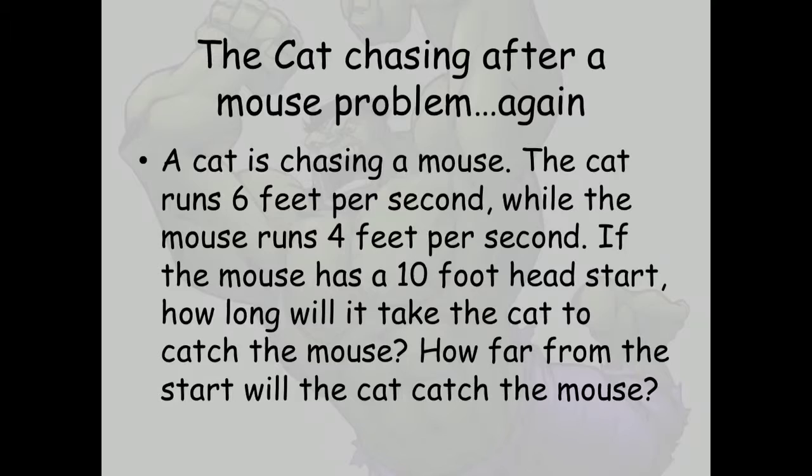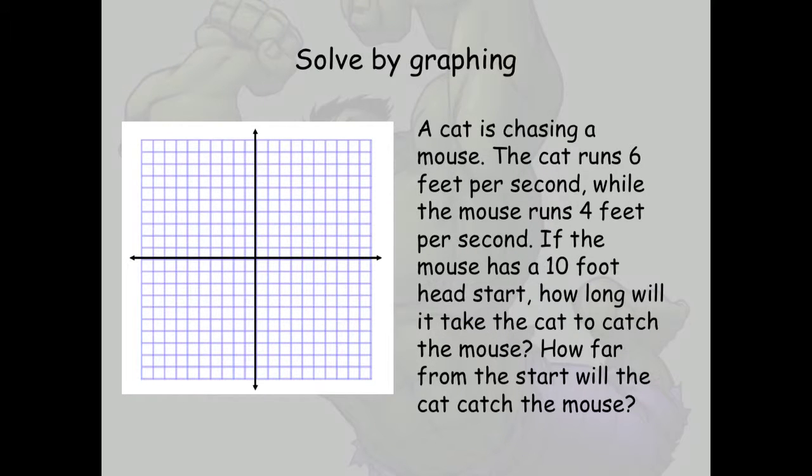So as you can see in this problem, we're looking for two variables. We're looking for how long will it take and how far. Two different variables. So let's move on. We're going to try to solve this problem first by graphing. We'll use red to indicate the cat and blue to indicate the mouse.